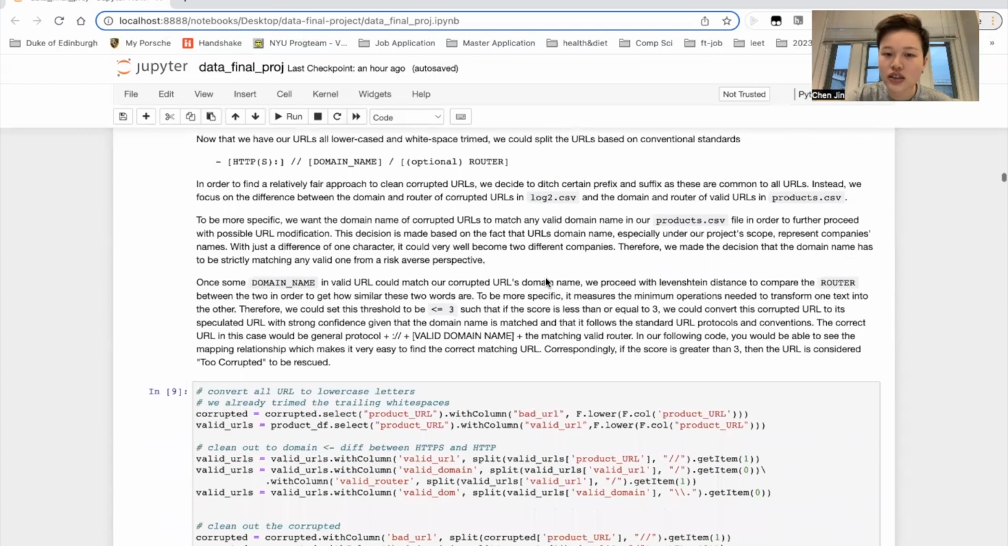But in terms of the routers, this is where the most significant part comes in. As you can see here, we use a Levenshtein score, and we wanted to compare the corrupted router with the correct router. So we want to see what the score is there. And if it's less than or equal to 3, then we consider it something that's fixable.